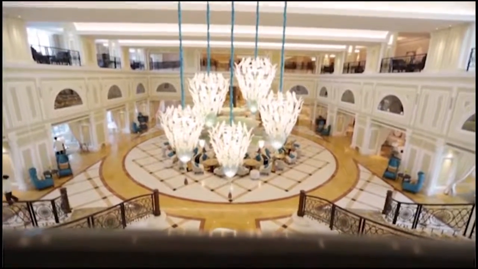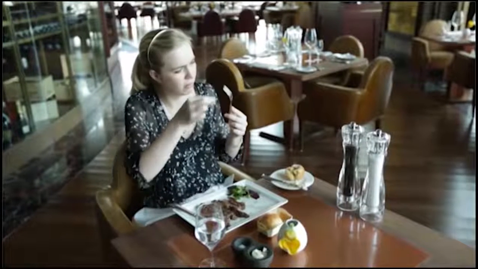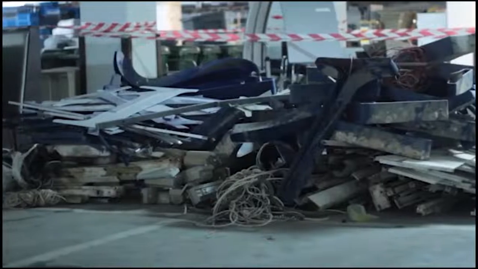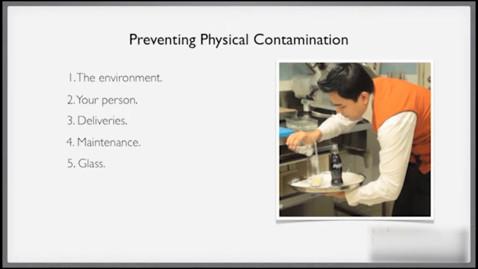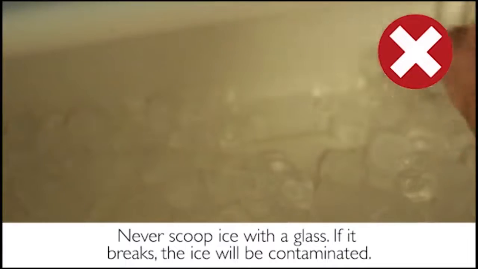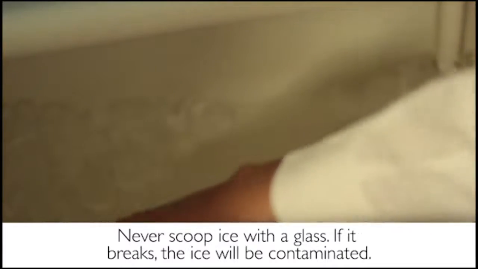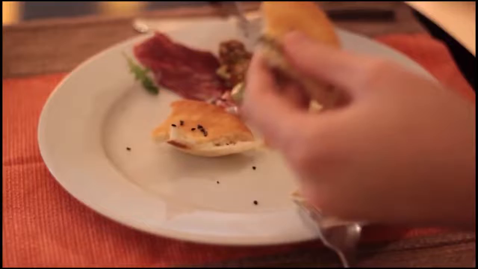Similarly, a building that is not well maintained may have paint, wood, or rust getting into food, as well as being more likely to have pests and bugs. Glass needs to be kept away from food preparation areas at all times. Broken glass is a serious health hazard, even more so if it occurs in food and is swallowed by guests.